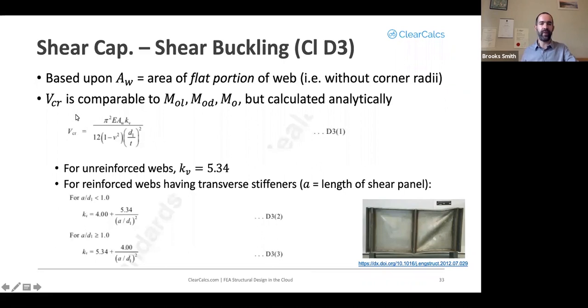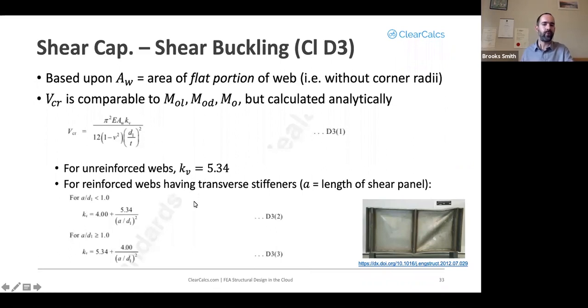And your first step then is to calculate your V critical, which is comparable in effect to M naught L, M naught D, and M naught that you use in your flexural calculations. But you're calculating this analytically, and your V sub CR is equal to the equation you see here. For unreinforced webs, that K sub V in there is always 5.34.